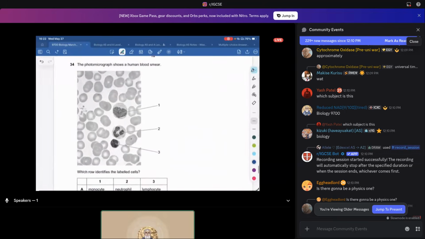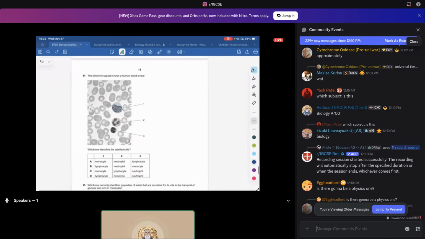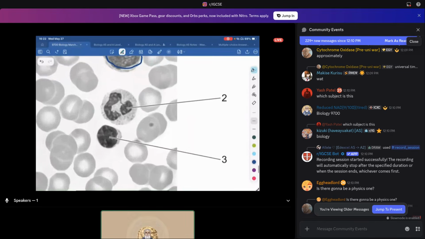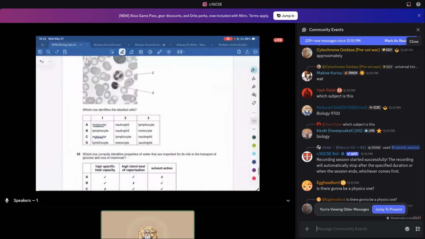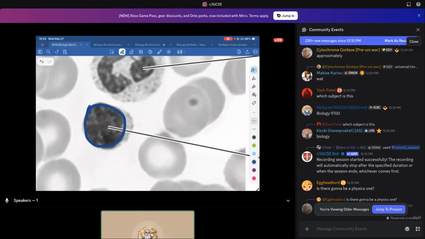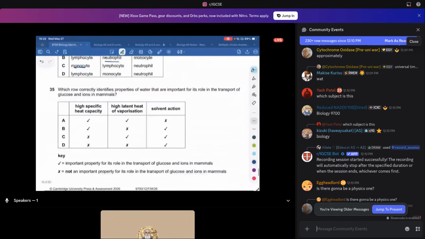Question 34, blood smear, which identifies the labeled cells. This is a blood smear, so we have monocytes, not macrophages. Kidney-shaped nucleus, number 1 is monocyte. Number 2, lobed nucleus, neutrophil. And number 3, very large nucleus taking up most of the cell space, that's lymphocyte. The answer is A.